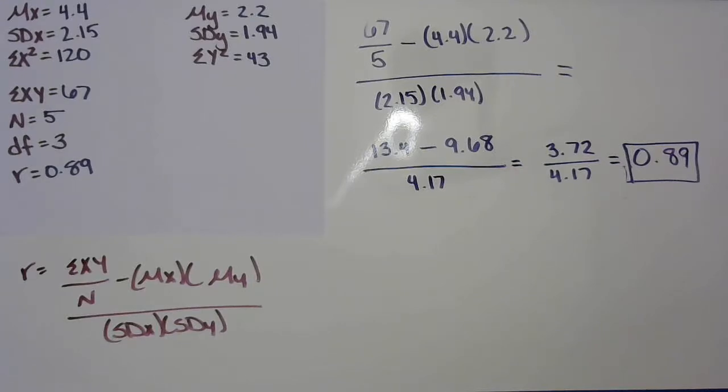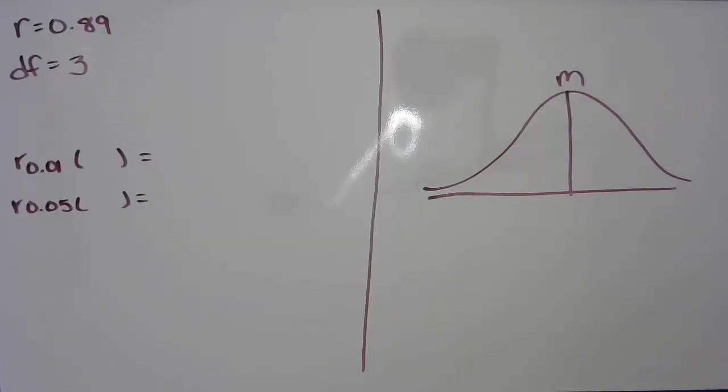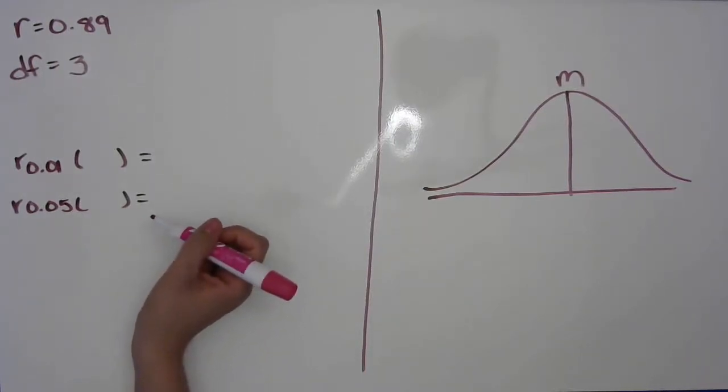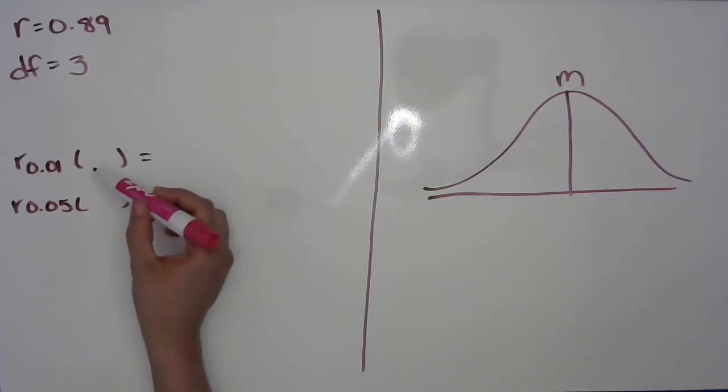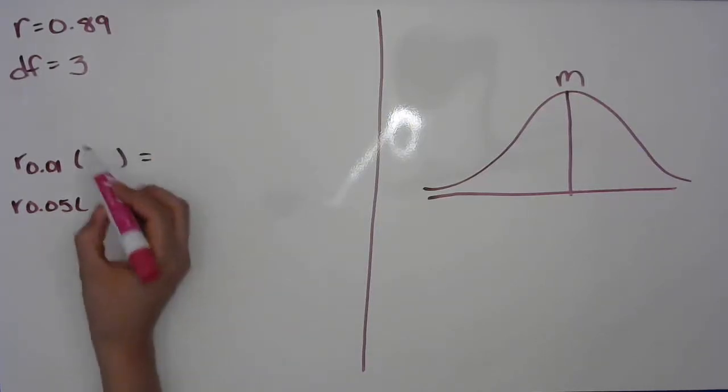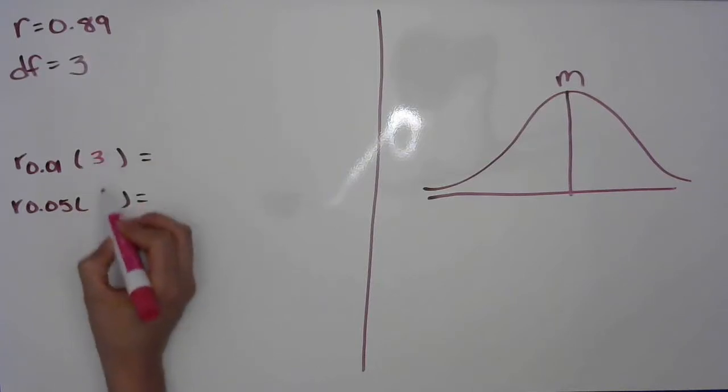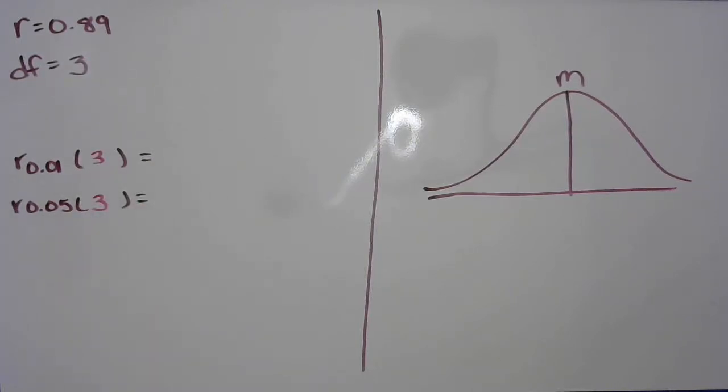So the last part that we have to do is see if we can reject H0. Now that we've calculated our R value, let's go ahead and see if there is a significant difference between the time spent online and number of shoes bought. So let's go ahead and plug in our values here. We have our R value here of 0.89. Now we need to put our degrees of freedom here, which I've written down. It is 3 for each of those.